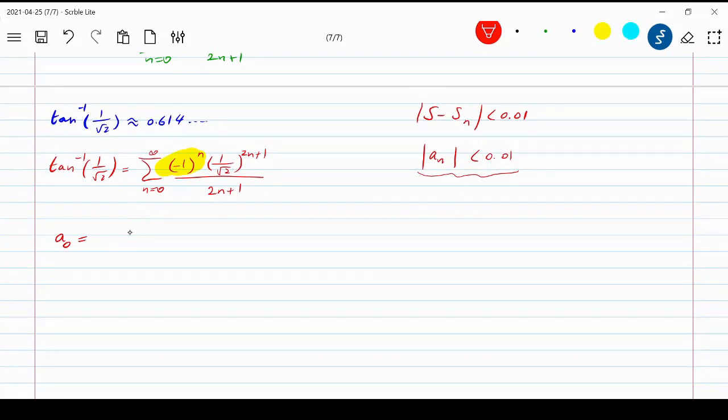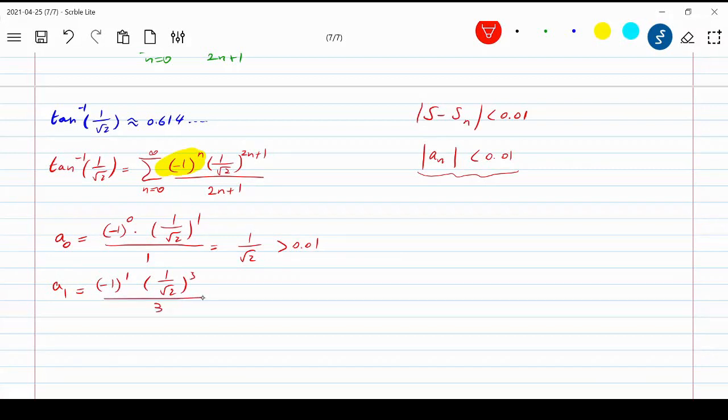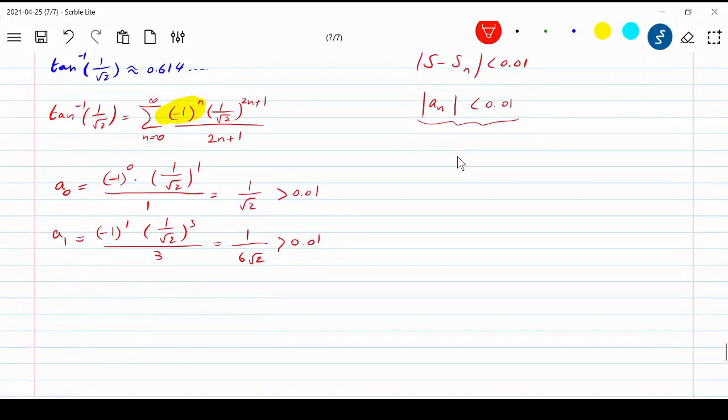So a0 would be replacing 0 for n. We get (-1)^0, multiply by (1 over root 2) to the power 1, and divide by 1. This is simply 1 over root 2. Definitely greater than 0.01, so I have to continue. What is a1? a1 would be (-1)^1, (1 over root 2)^3, divided by 3. So this is 1 over 6 root 2. Still greater than 0.01, so I'm going to continue and figure out what is the next term.